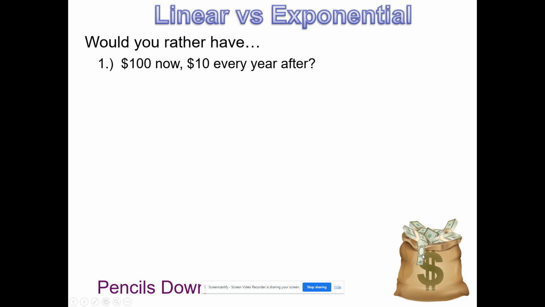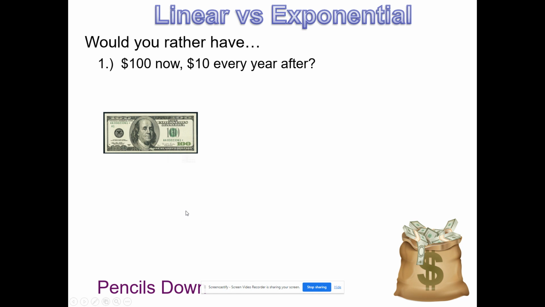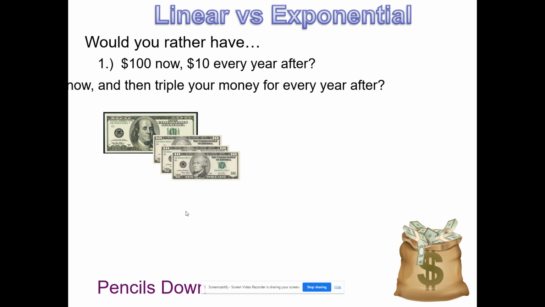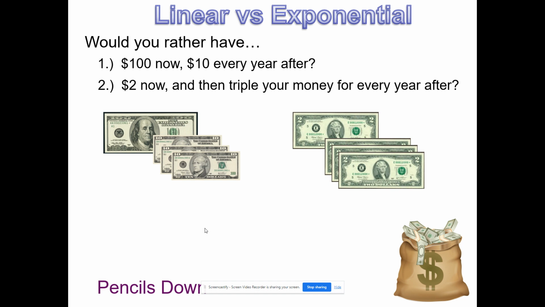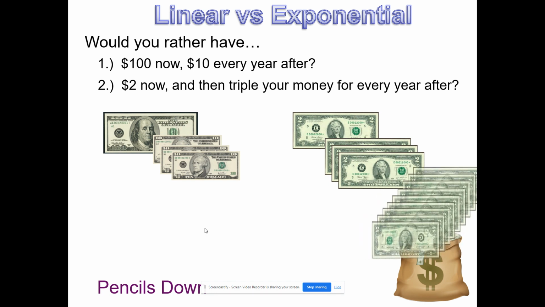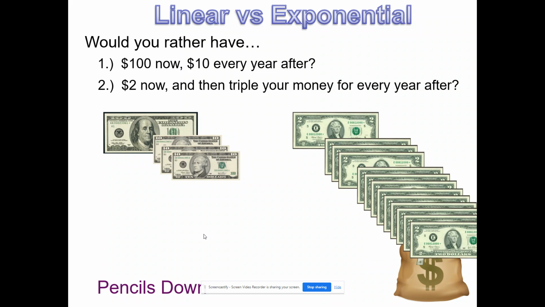Okay, so think about it. Would you rather have $100 right now, and then I give you $10 every year after that? So there's your $100, and then every year you get $10. It just keeps on adding on top of it. Or I just give you $2 now, and then every year I triple it. So you get $2, then you get $6, and then that becomes $18.